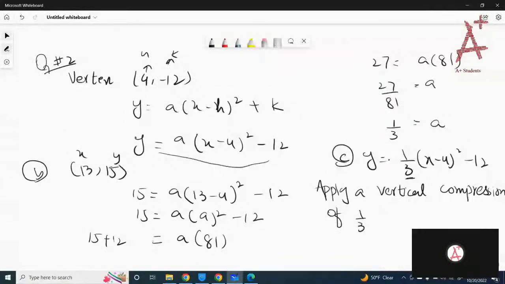Then this is the translation of 4 units right. Got it? So our translation of 4 units right, and then this is the 12 units down. A translation of 4 units right and 12 units down. Got it? These are the transformations we applied on this equation. Got it?